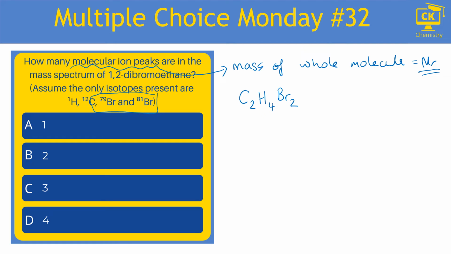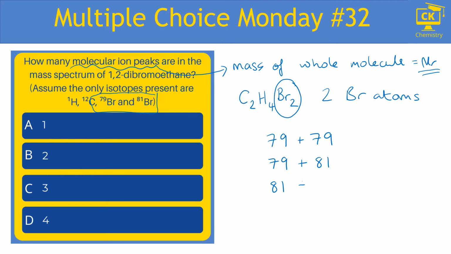Now the carbon and the hydrogen, we're being told, are only present as 1H and 12C, so they're not going to impact the number of molecular ion peaks. They're always going to have the same mass. What we need to realise is that there are two bromine atoms, and each atom has a possibility of either being 79 or 81. So that means we either have two atoms of 79, we have a 79 and an 81, or we have an 81 and an 81. This means that there are three possible molecular ion peaks for this molecule.